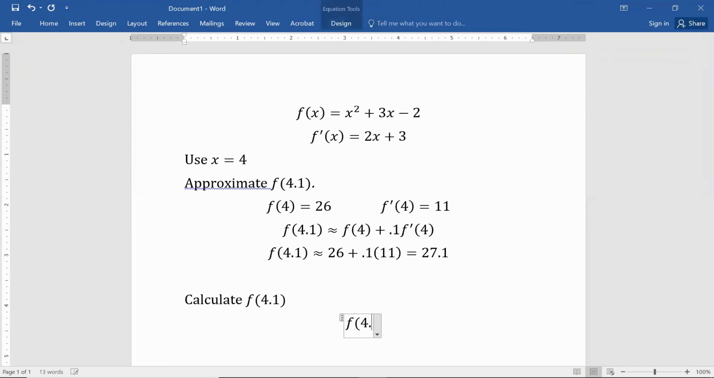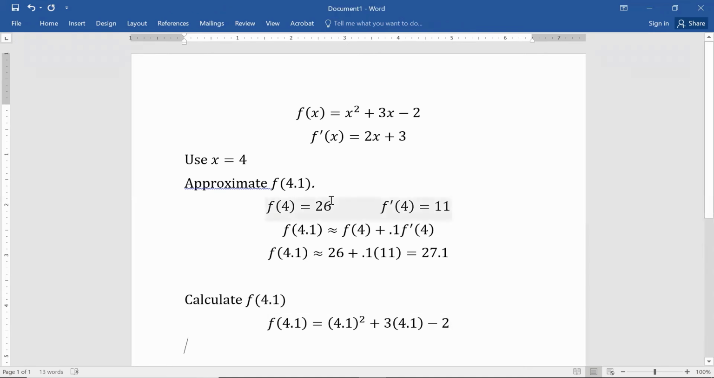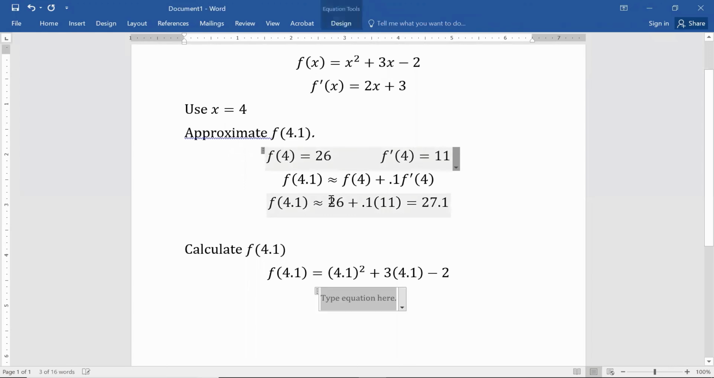Now let's compare that to what the actual value is when you plug in 4.1 into the function. So just take 4.1 and plug into the function. That's 4.1 squared plus 3 times 4.1 minus 2. I can type that into my calculator, and what I ended up with was that the function value when I plug in 4.1 is 27.11. Therefore, I got a pretty darn close approximation. We're 1/100th off.